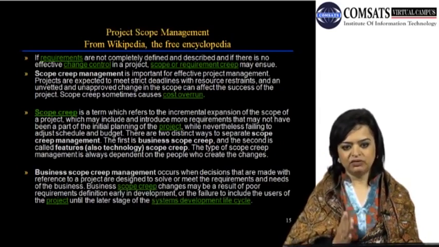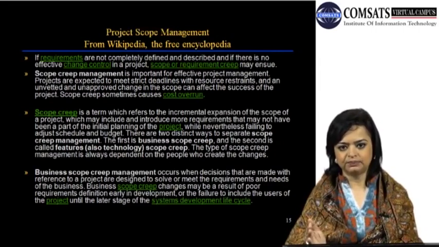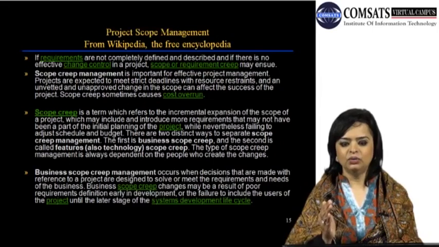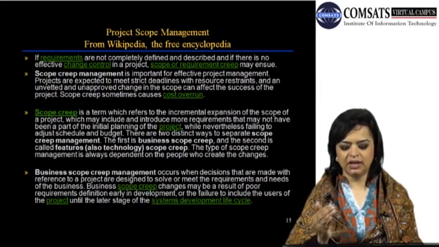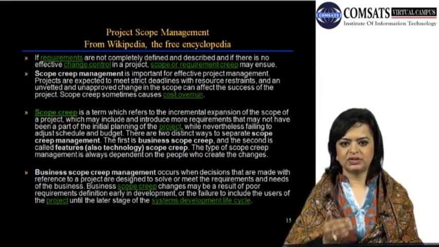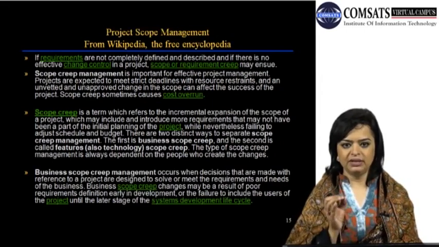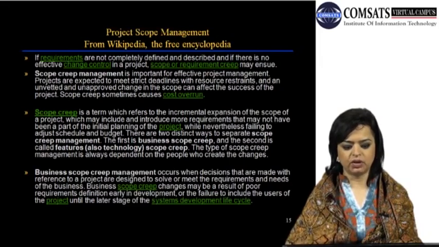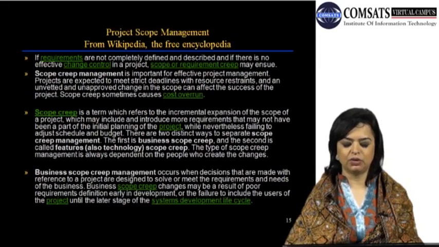So you've identified it, you defined it, you planned it, you verified it. And now you start the execution of the project and changes start coming your way. And what is coming your way is the incremental expansion of the scope of the project, which may introduce more requirements that may not have been a part of the initial planning of the project, while nevertheless failing to adjust schedules and budget. There are two distinct ways to separate scope creep management.